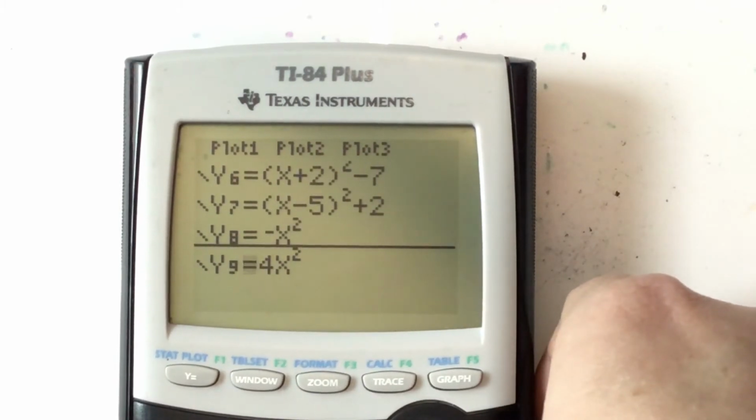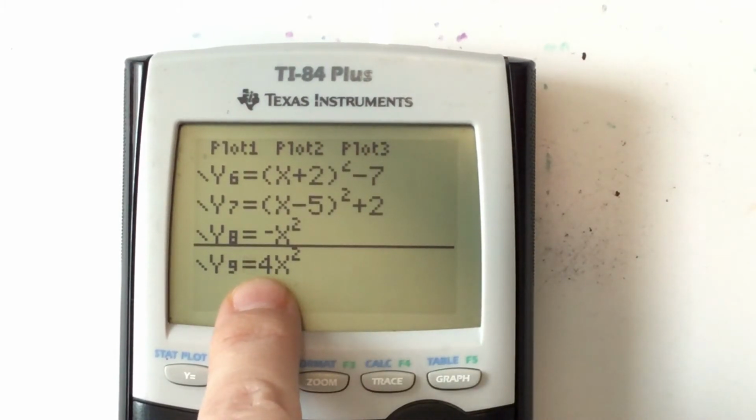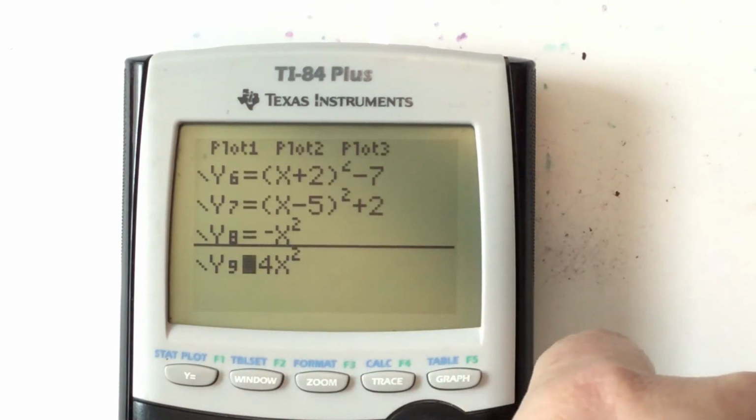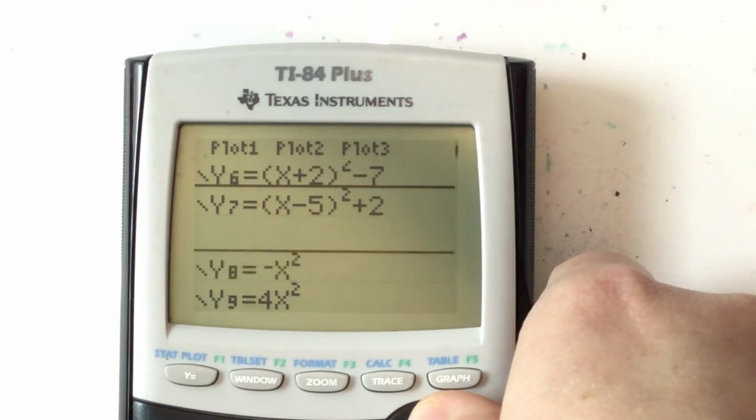Okay, now let's see what happens when we have a number in front of the x squared. So when we have our normal parent function, let's look back at that one.